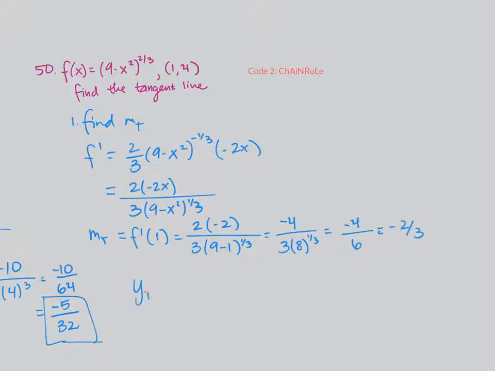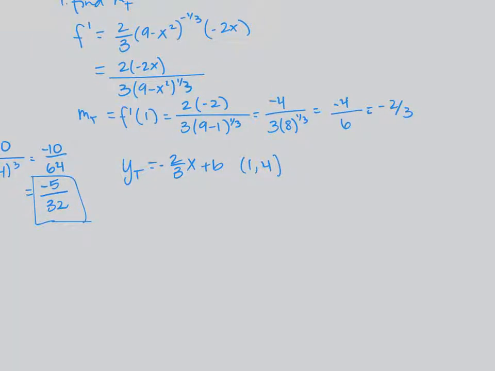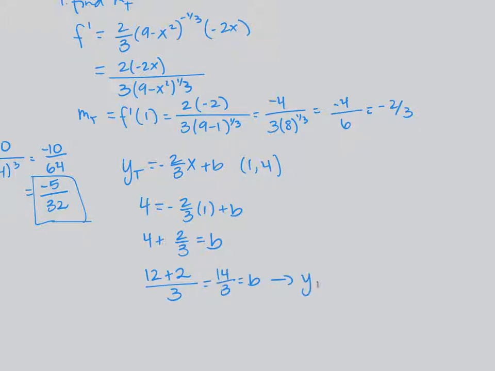Now I need to find the equation of the line using the slope I've just found and my point given, which was (1, 4) as a quick reminder. I'm now going to plug in, so I get 4 equals negative 2/3 times 1 plus b. So this is 4 plus 2/3 is equal to b. Get a common denominator, solve, so that's 12 plus 2 over 3. So this is equal to 14/3, which is our y-intercept. So my equation is y tangent equals negative 2/3 x plus 14/3.